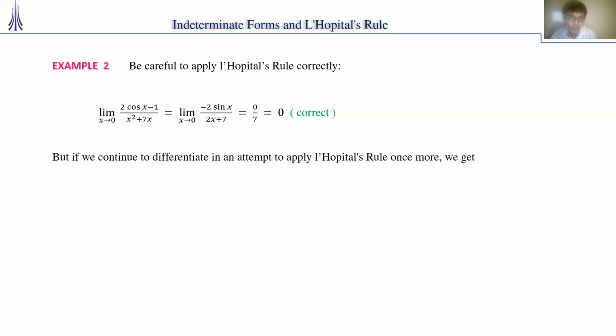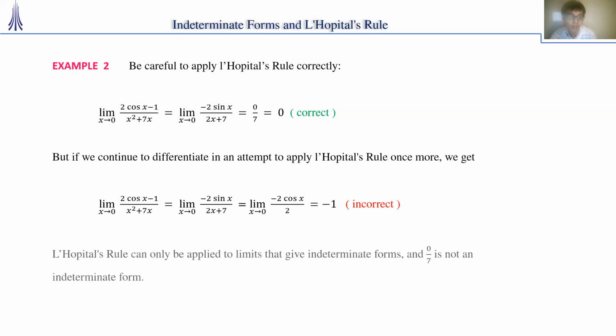But if we continue to differentiate in an attempt to apply L'Hopital's rule one more time, we get the limit as h approaches 0 of minus 2 times cosine of h over 2, and we insert h equals 0. We get the answer minus 1, which is the wrong answer, because L'Hopital's rule can only be applied to a limit that is in indeterminate form. We see that the denominator is 7, so it is different from 0, which is not an indeterminate form.